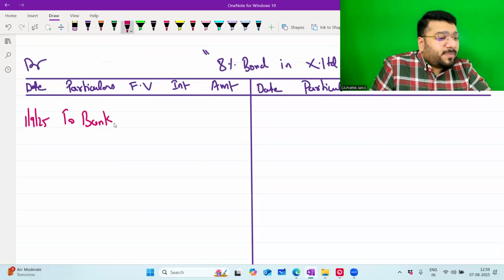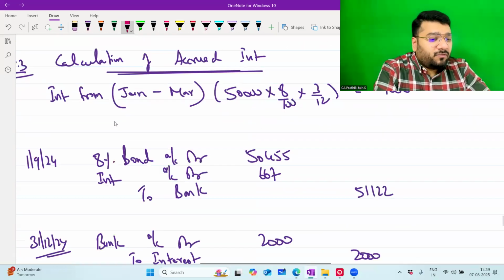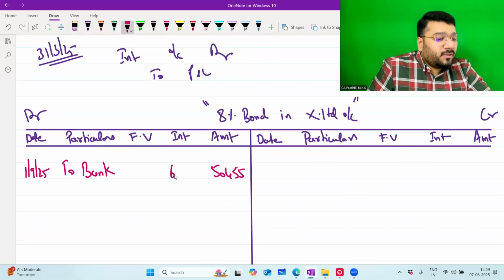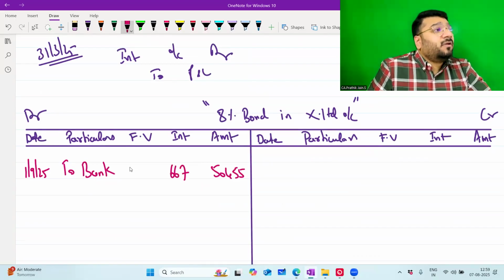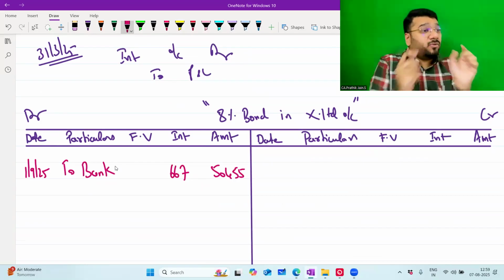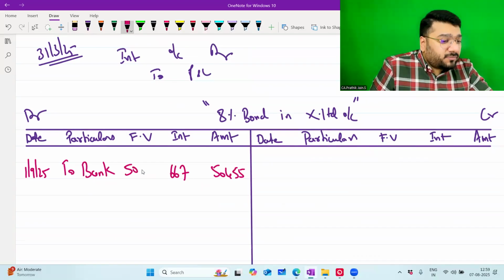How much in investment column? 50,455. How much is in interest column? 660. Face value. Number of scripts multiplied by face value. How much? 50,000.